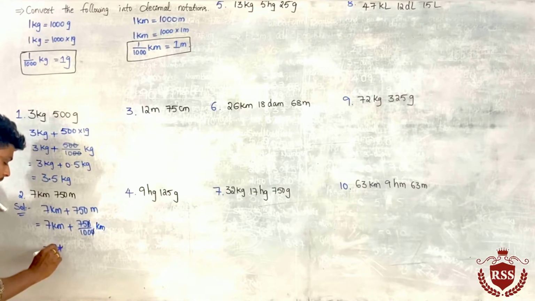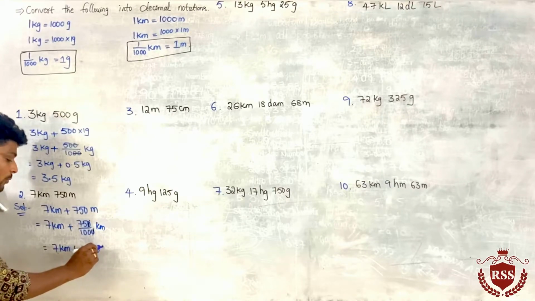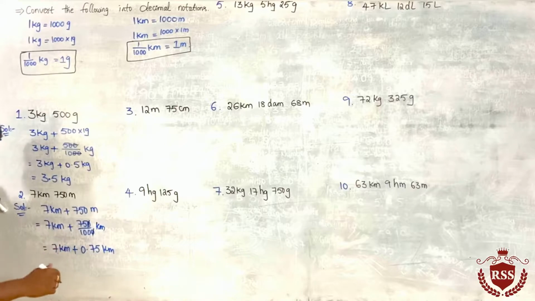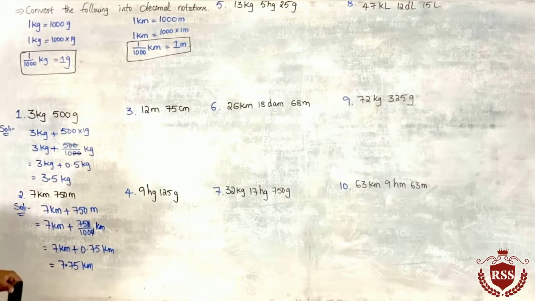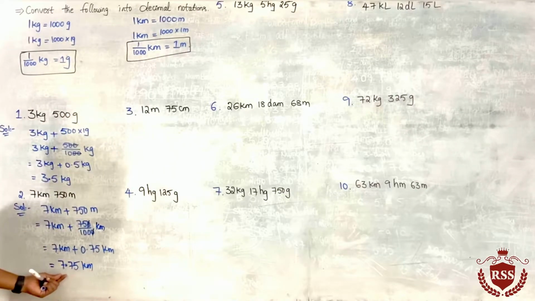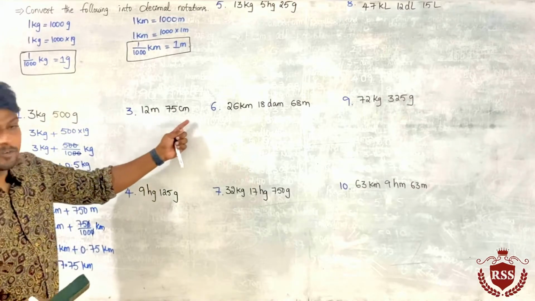So 7 kilometers plus 0.75 kilometers. We can add, right? We are having the same units, which means we can add. So it will be 7.75 kilometers. Look at this. We have converted into decimal notation, or not? The value of 7 kilometers and 750 meters will be 7.75 kilometers.